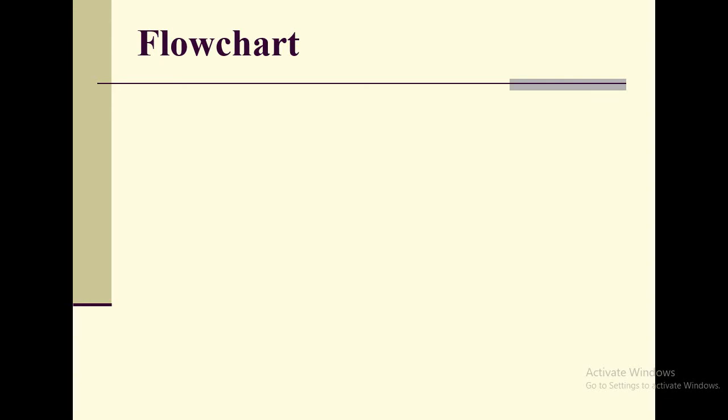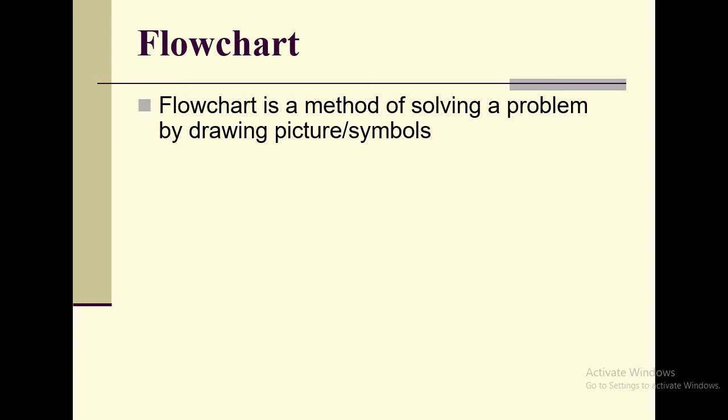Here is the flowchart. Actually, flowchart and algorithm are very similar. A flowchart is the pictorial, visual form of an algorithm. A flowchart is a method for solving a problem by drawing pictures or symbols. A picture is easier for all people to understand, whereas an algorithm is descriptive and a flowchart is graphical. There are specific symbols. You cannot use any symbol you want. There are specific rules and regulations for drawing a flowchart. We will learn about the rules in our next class, but today we will learn the symbols.